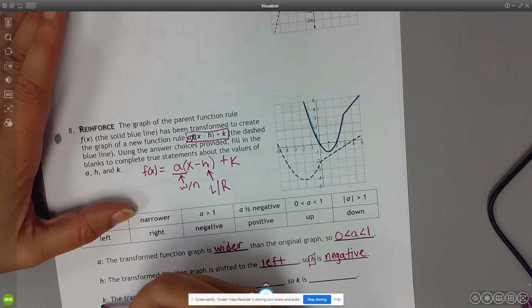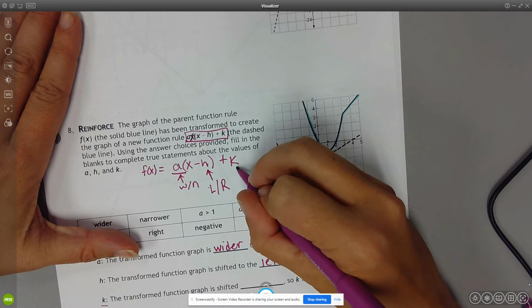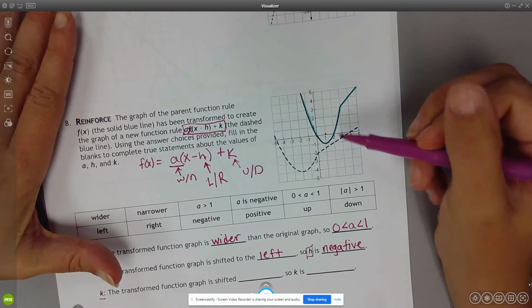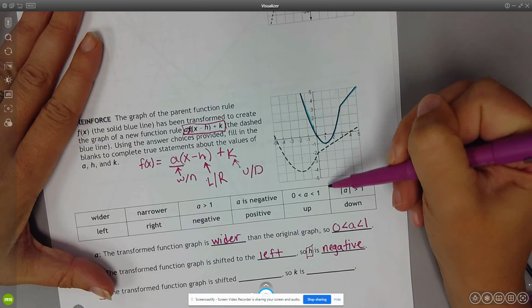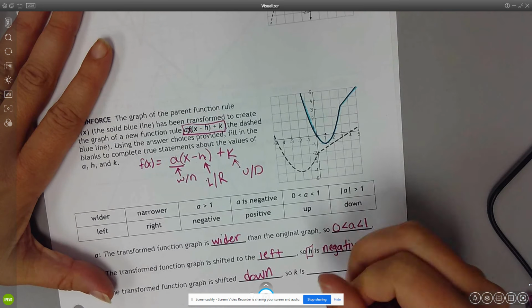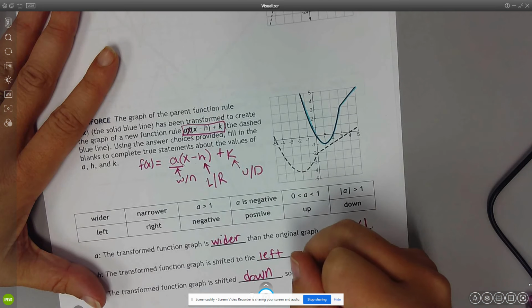Okay. So now we're talking about k. k is what makes it go up versus down. When I'm looking at this, I see it is shifted down. So I'm going to say it's shifted down. And when it goes down, that means that k is also negative.